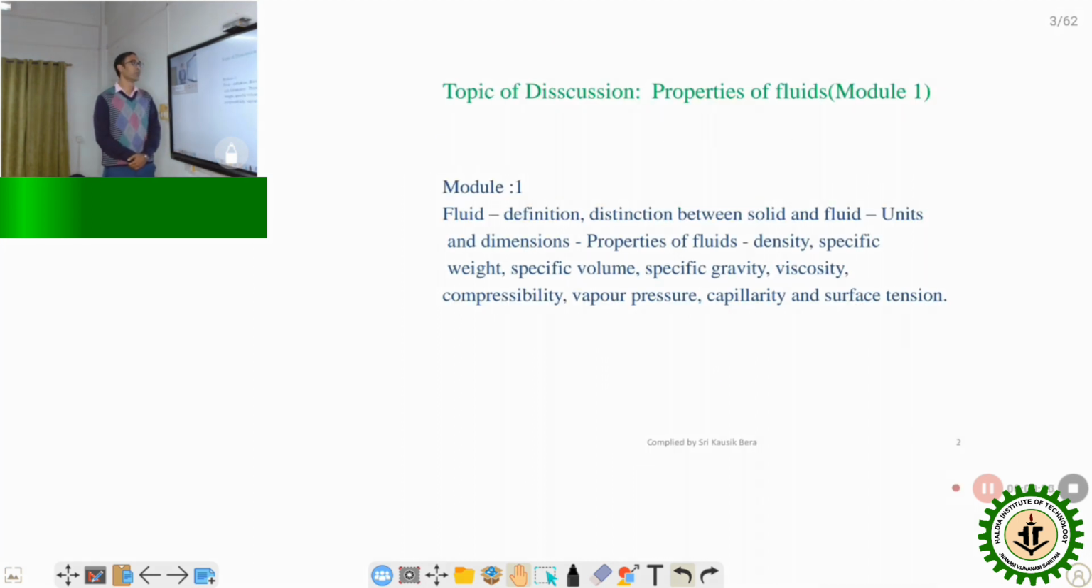So today's topic of discussion is the first module of our curriculum, Properties of Fluids. Basically, in this module we cover fluid definition, distinction between solid and fluid, units and dimensions, and properties of fluids: density, specific weight, specific volume, specific gravity, viscosity, compressibility, vapor pressure, capillarity and surface tension.